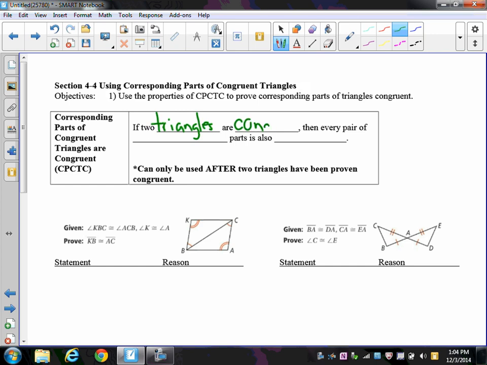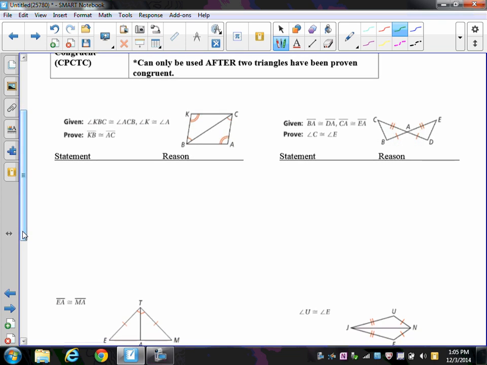are congruent, then every pair of corresponding parts is also congruent. We have already talked a lot about corresponding parts of congruent triangles. We did that whenever we first learned how to name congruent triangles in the section. We said that we had to match up the angle marks. So that's what we're doing here. We're matching up the angle marks, but we're doing it after the two triangles have been proven congruent.